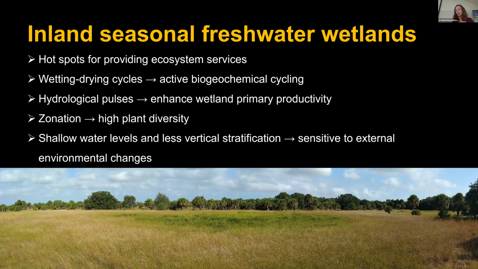So the focus of this talk is on a particular type of wetland. These are inland, seasonal, freshwater wetlands. They're little depressions in the landscape. They're really hot spots for providing ecosystem services. They go through wetting and drying cycles, so they have active biogeochemical cycling. There's hydrological pulses, and they have high productivity, high plant diversity with zonation, and very shallow water levels. So they're sensitive to environmental changes.